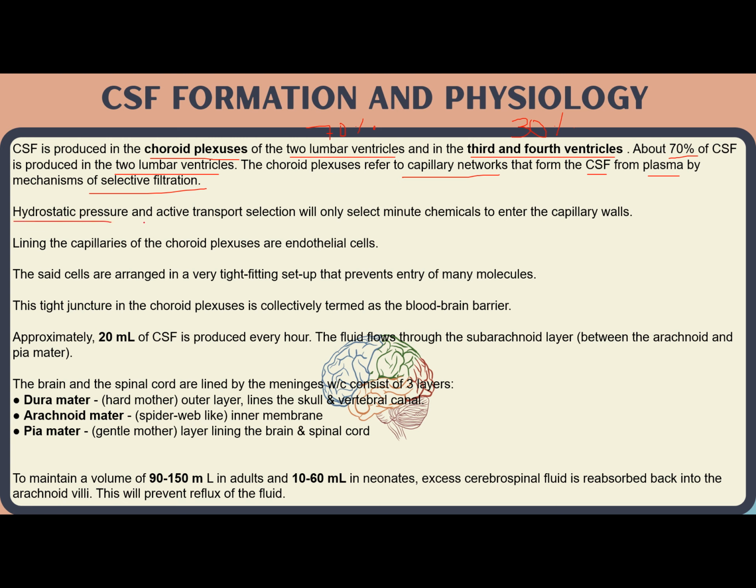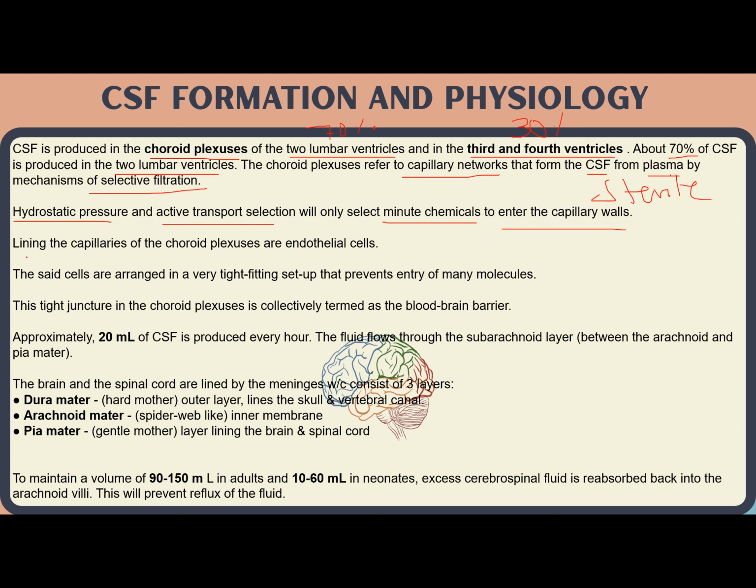Now, hydrostatic pressure and active transport selection will only select minute chemicals to enter the capillary walls. That's why your CSF, class, is a very sterile and a very clean body fluid. The reason, class, is because of these two, hydrostatic pressure and active transport. Very small amounts of chemicals are able to enter the choroid plexus.